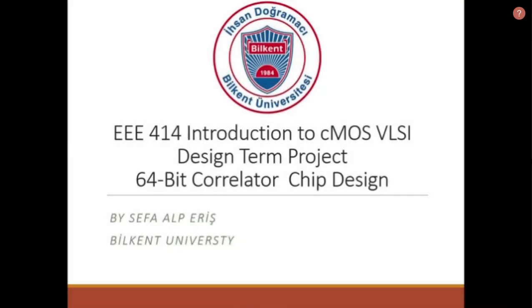In this video, I will talk about my term project for CMOS VLSI design course, which is a 64-bit correlator. So the first part of the project consists of implementing a VHDL code for the 64-bit correlator. The correlator has 5 inputs and 3 outputs. The main functioning of the correlator is to get a serial input and compare it with already given datasets.